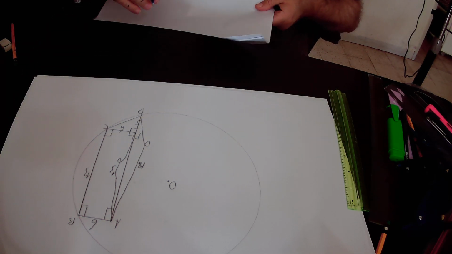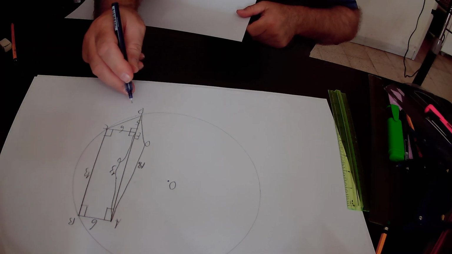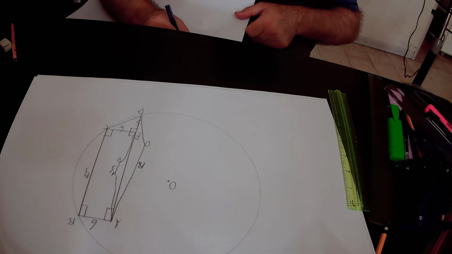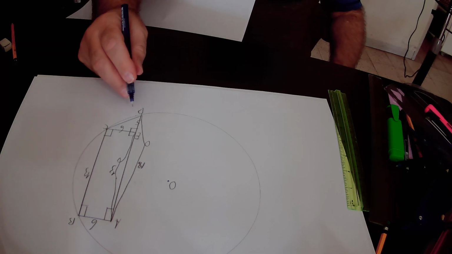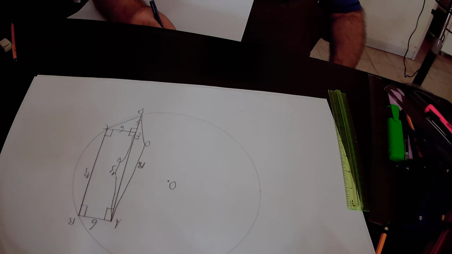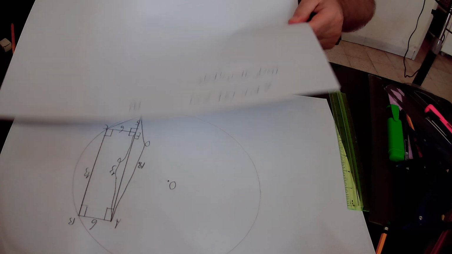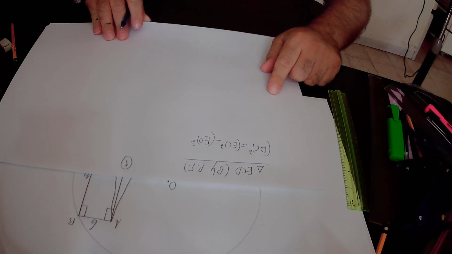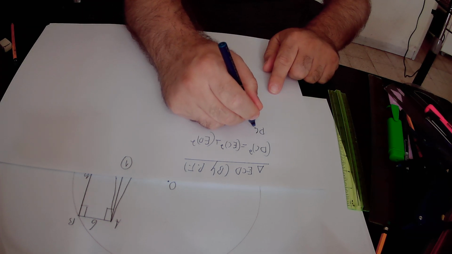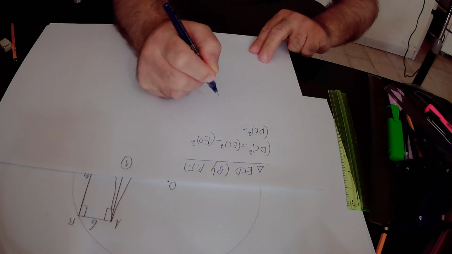The hypotenuse is DC, therefore the square of the hypotenuse is DC squared, and it must be equal to the sum of the squares of the perpendiculars, that is to say, EC squared plus ED squared. Repeat again, according to the Pythagoras theorem, in the small right triangle ECD, DC squared equals EC squared plus ED squared.